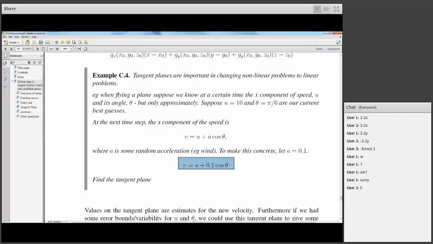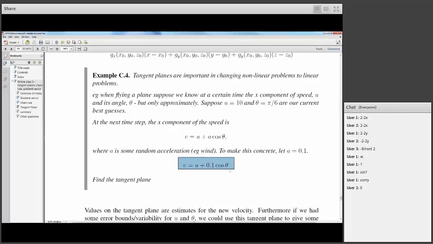To make this concrete, let's give it a number, 0.1. So this is the relationship: your next predicted velocity v is equal to the previous velocity plus 0.1 times cos of the previous angle. This is an update equation. You can use this equation directly, knowing your previous values, to work out the next one. That's fine. What you want to know in practice, though, is that you never know what u and theta are exactly. You only know them approximately.